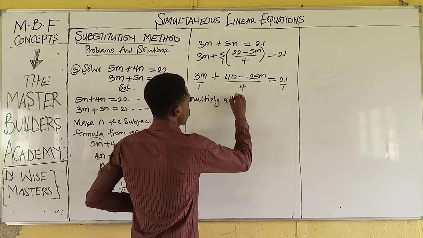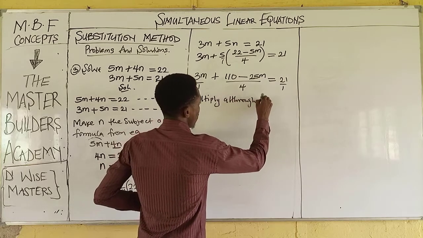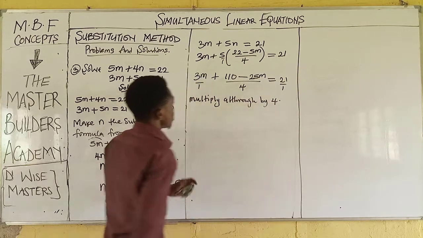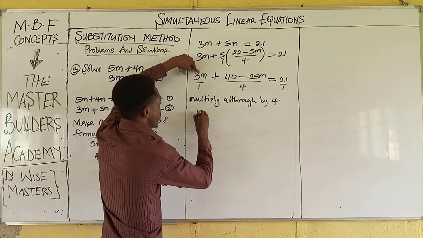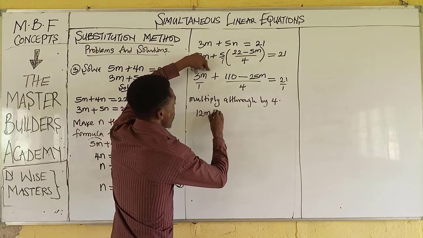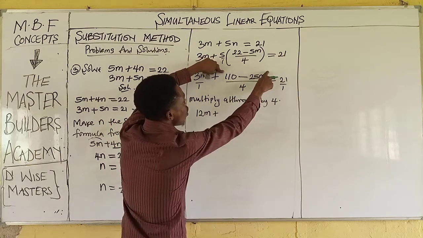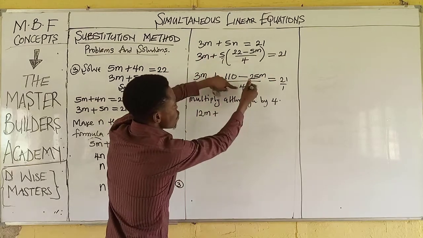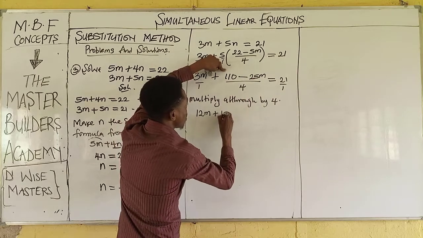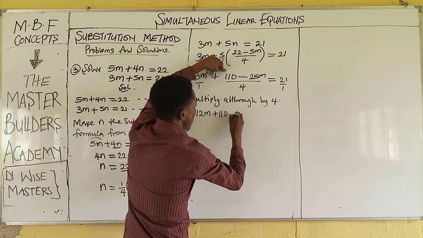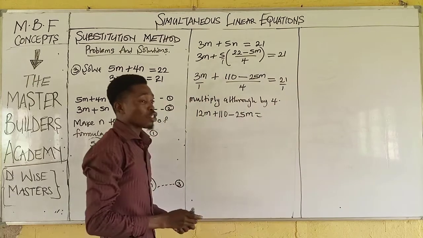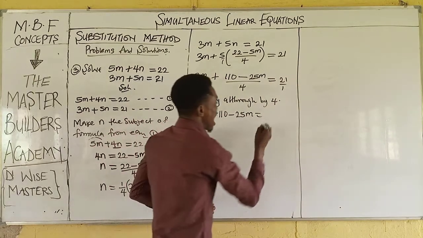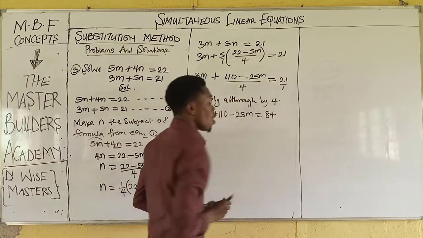Multiply all through by 4. Now listen carefully. When you multiply 3n by 4, you will have 12n. Plus, when you multiply this whole fraction by 4, the 4 will cancel this 4, so you'll be left with only the numerator, minus 25n. And when you multiply the right hand side, which is 21, by 4, guys, you will have 84. Hope this is clear.